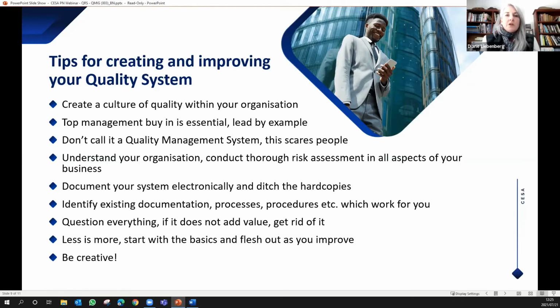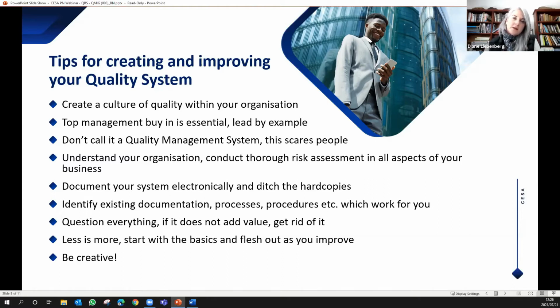Right, then we get to document your system electronically and ditch the hard copies. Also, get rid of long-winded procedures. When I compile a system, I like to make a system of interlinked flowcharts and one-page guidance. And then make it easily accessible to staff, because this will also encourage them to want to start using it. Identify existing documentation, processes, procedures, etc., which work for you. So try to use what you have rather than have documentation forced onto you.